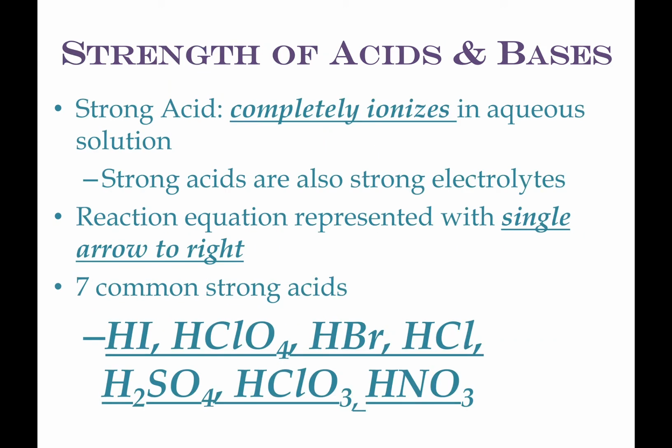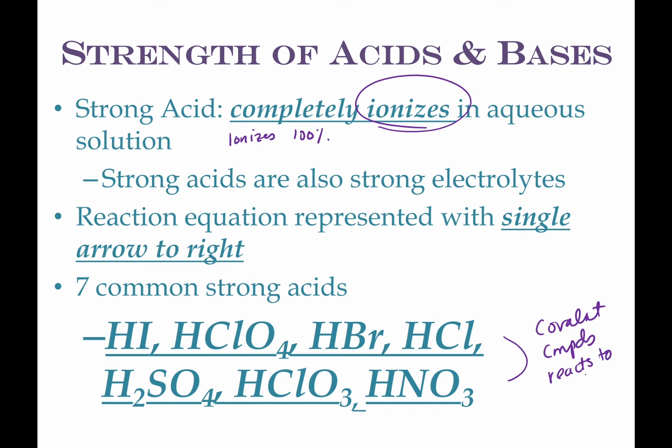A strong acid completely ionizes in an aqueous solution. So it ionizes 100%. Notice it doesn't say dissociate. It ionizes because these come from our covalent compounds. So they react with water. So strong acids are going to be strong electrolytes. They're going to ionize 100%. They're going to have a lot of ions for the electric current to flow through. The reaction equation shows a single arrow to the right for all except the second hydrogen that gets lost from H2SO4. These are the same 7 strong acids that I gave you that you should probably memorize.